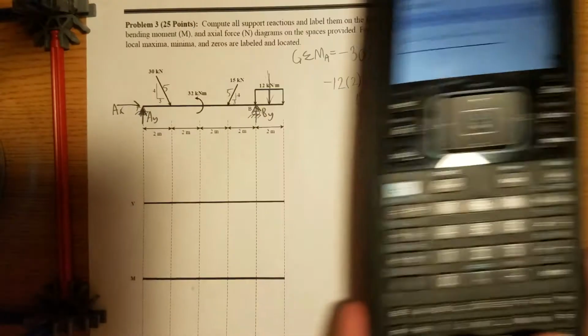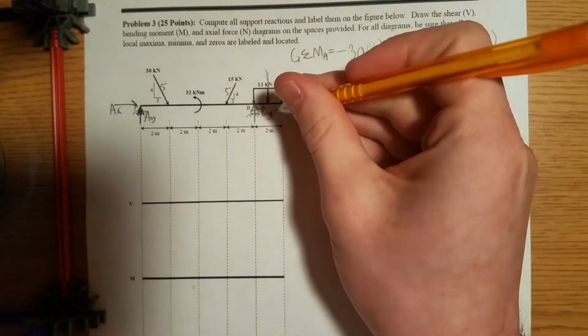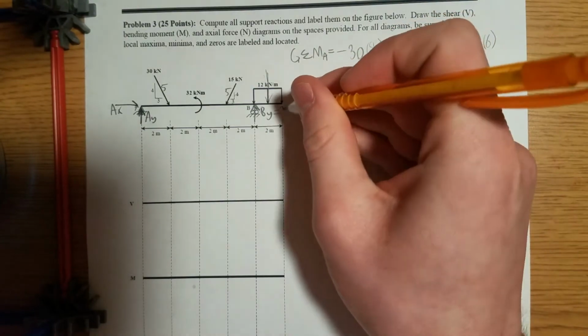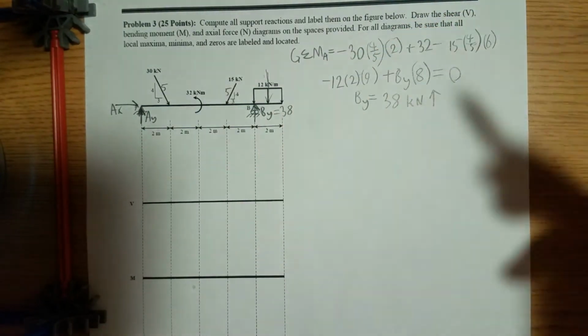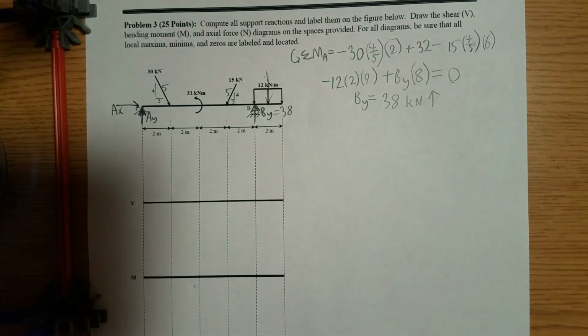And it said for us to label it on the diagram provided. So we'll go ahead and say BY is equal to 38. And it's drawn correctly. We don't have to change the arrow or anything. Now, we need to solve for AX and AY.